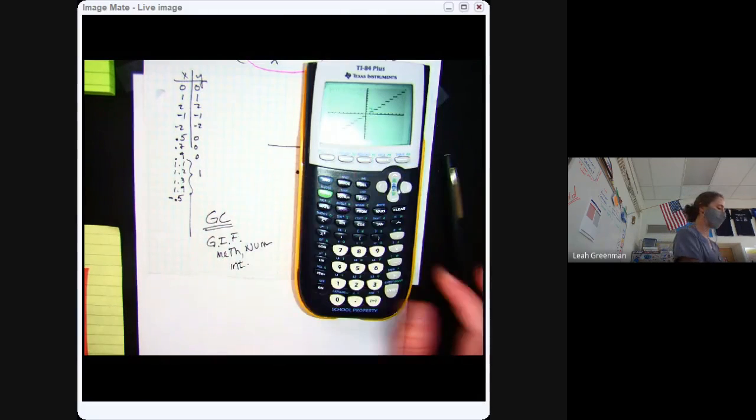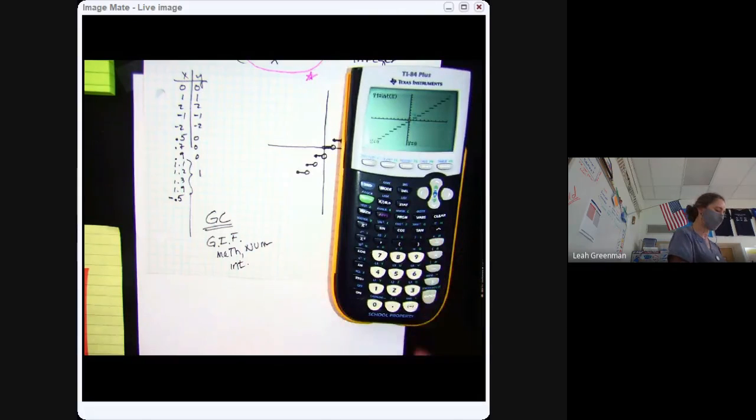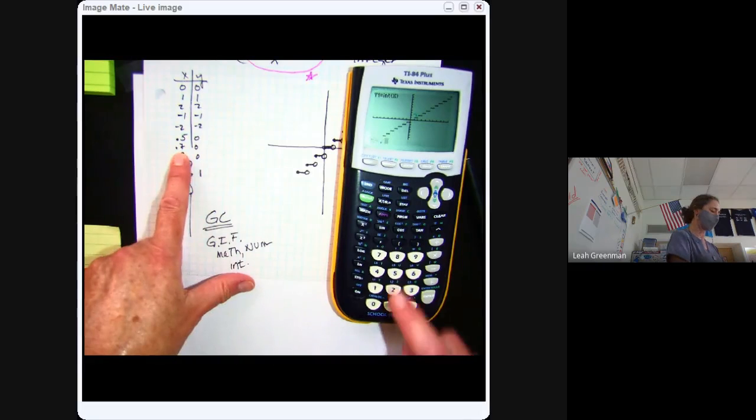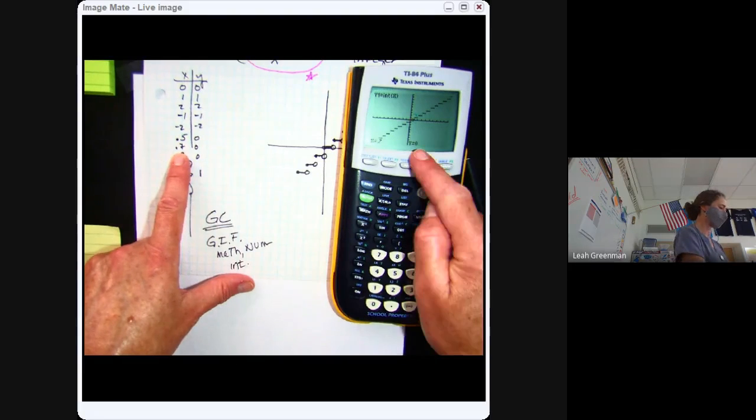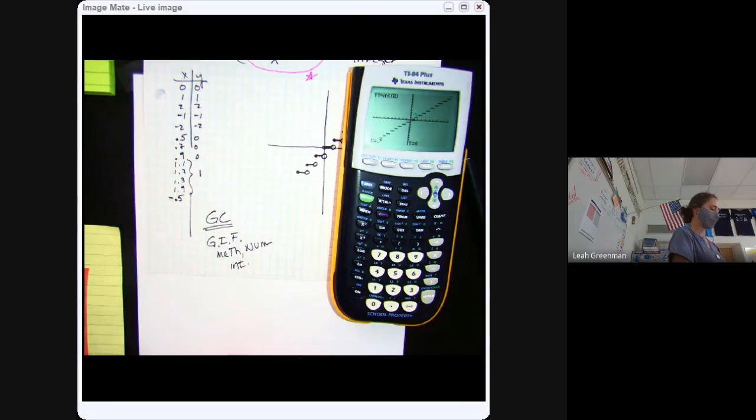Or if we're on the graph, could you hit trace? And what if I wanted to trace negative 0.5? Enter. It'll also give you the x and y value at the bottom there. So you can trace any one you want. What if we wanted to trace 0.7? It gives us that 0. What if we wanted to trace 1.99999? What should the answer be? 1, right? And it gives us the 1.